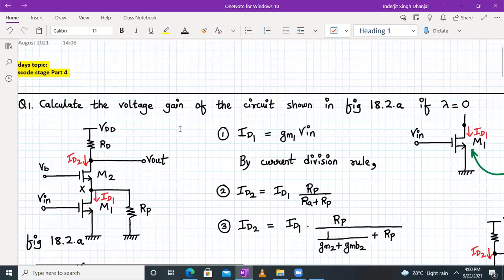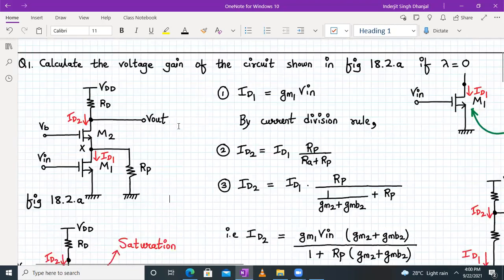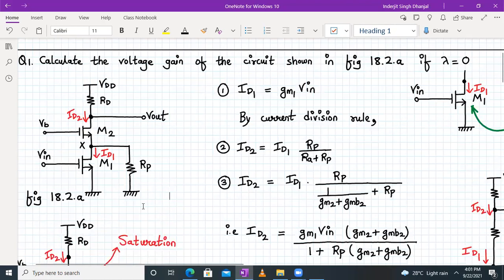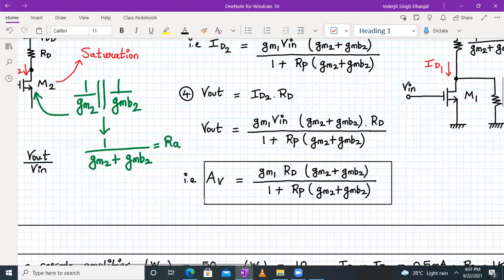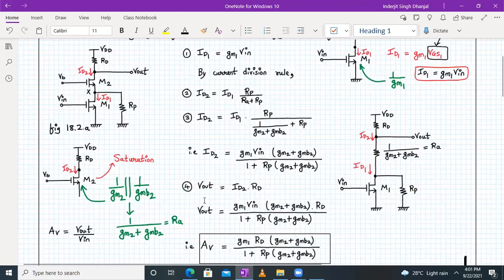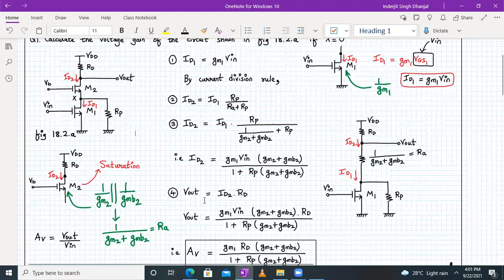So the voltage gain expression for the circuit shown in figure number 18.2.a is given by this expression AV. Fine. So let me keep it steady so you can have a look at it.